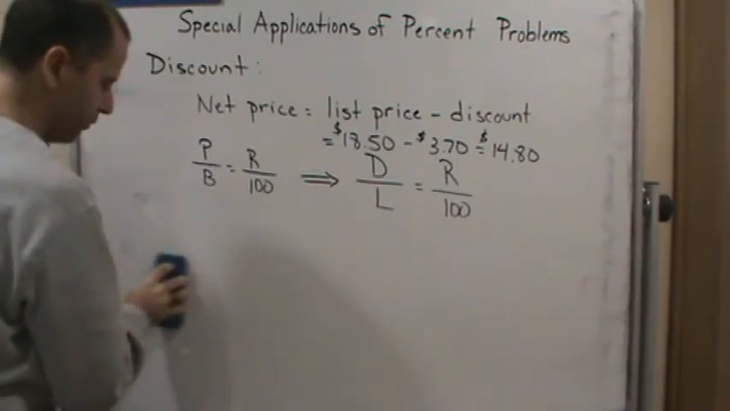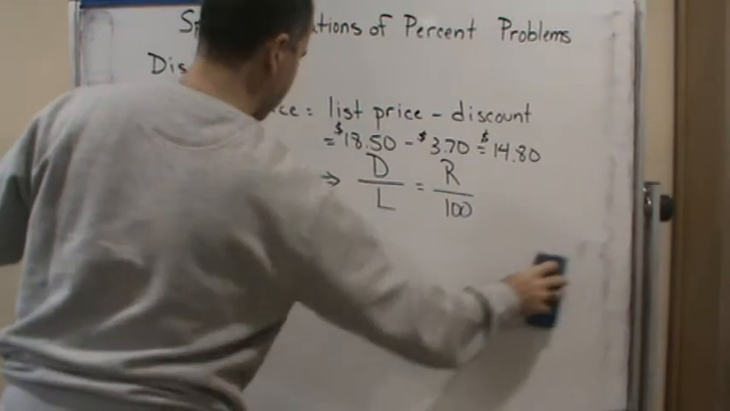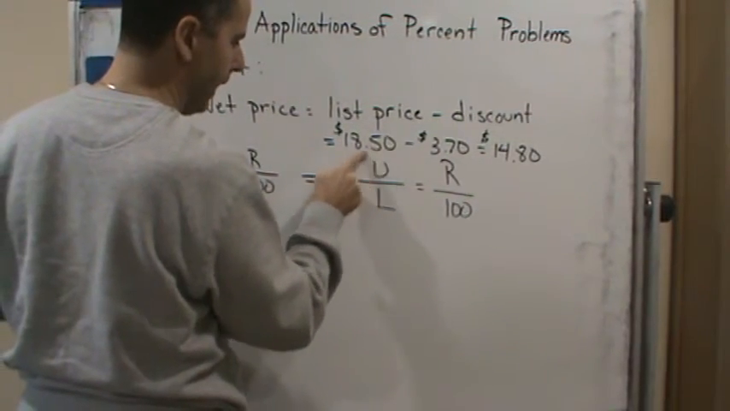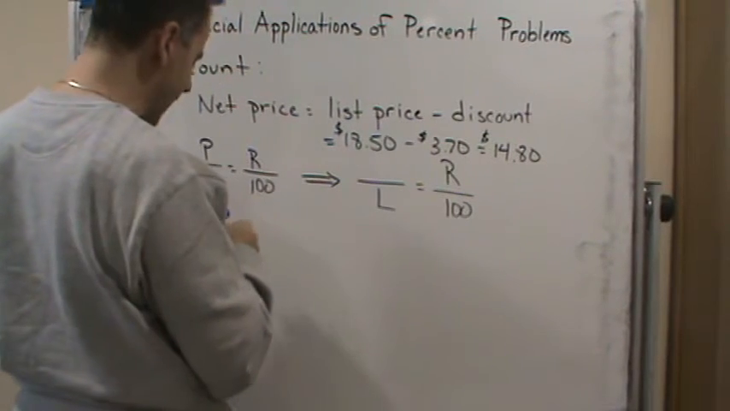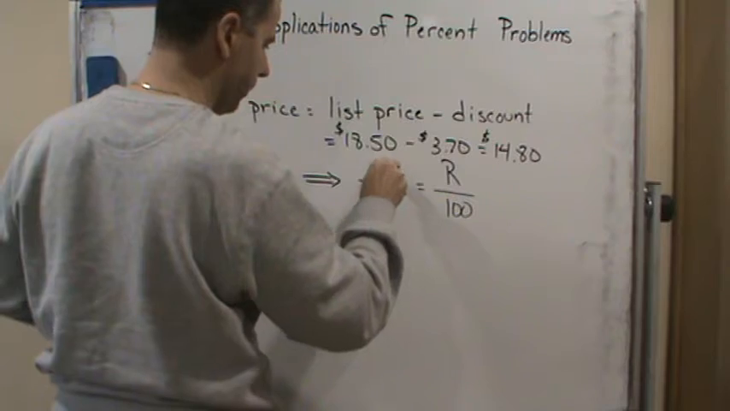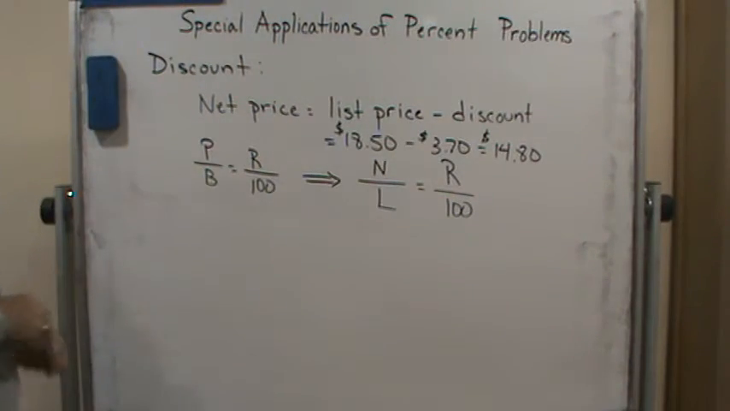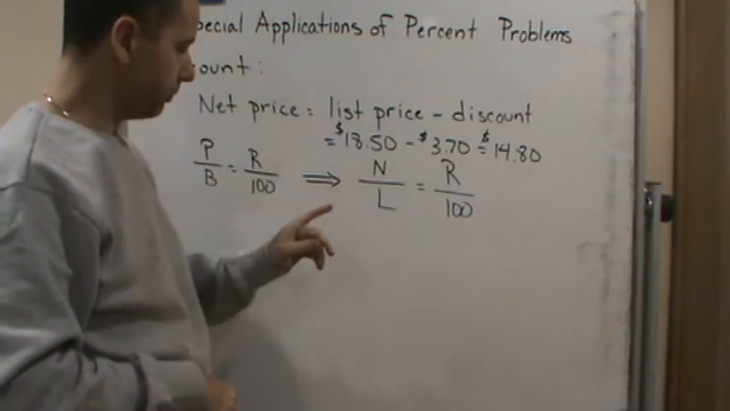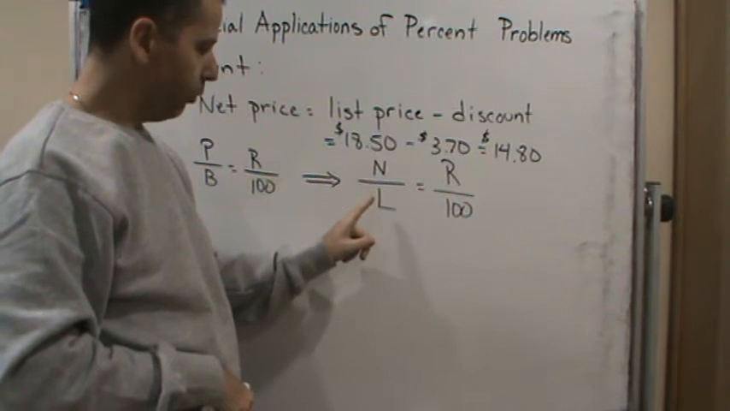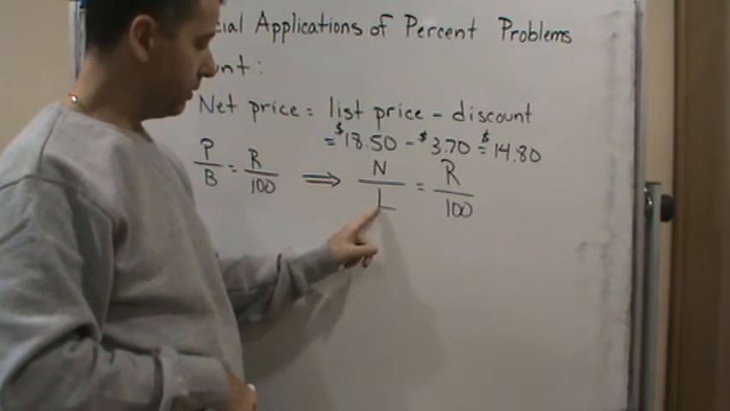Okay, so I'm going to erase this for a moment. And what I'm going to do is instead of putting D here, I'm going to put N. So I want to compare the net price. Right? Now, pay attention here. Now I'm comparing the sale price or the net price with the original or list price.